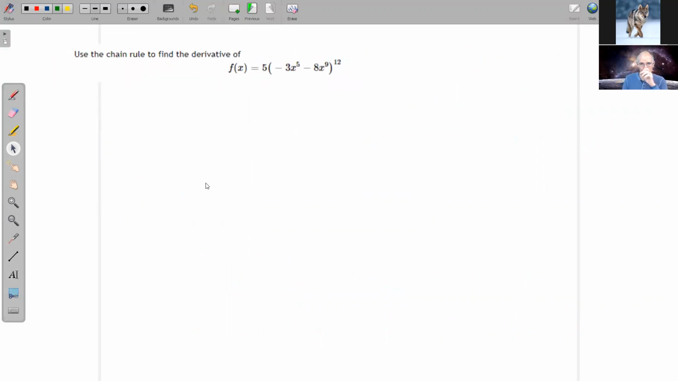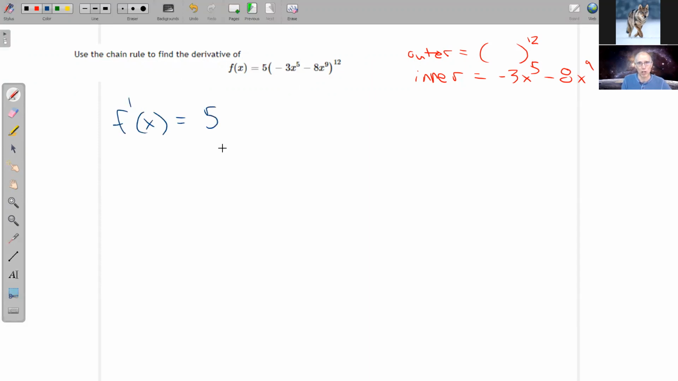So the chain rule applies here because there's a power out here, but the base is not simply an x. So a lot of times with chain rules, I'll identify what's the outer function, what's the inner function. So let's do that. The outer is whatever to the 12th, and that contains this inner function that is negative 3x to the 5th minus 8x to the 9th. And then the 5 is just a multiple tacked on, and so that just gets carried along. Hopefully remember to put it back in. Sometimes I'm forgetful about that. So f prime, let's not be forgetful and put the 5 in right away.